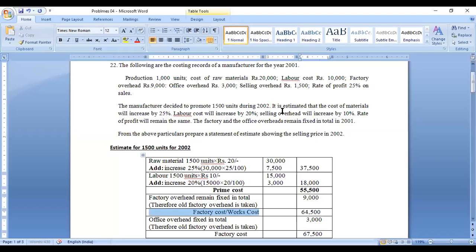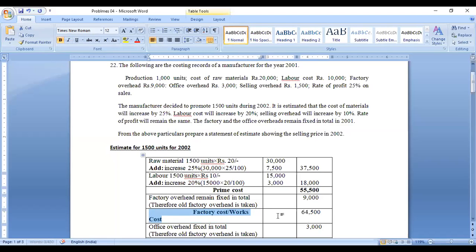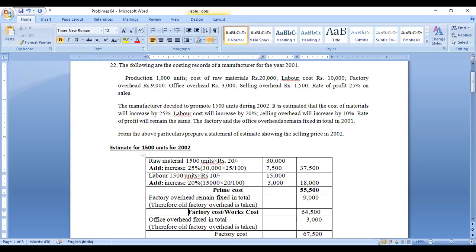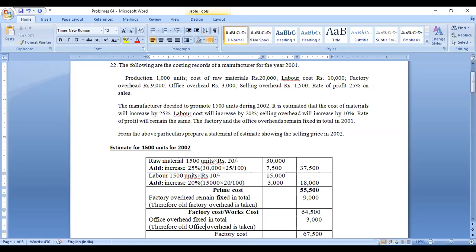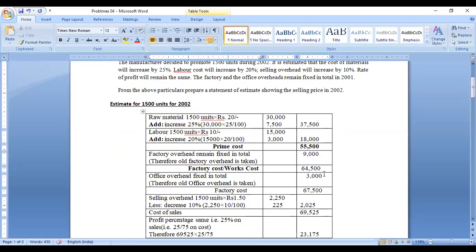Next one is office overheads. After the factory cost, you have to add the office and administration overheads. This amount is also not changed. Office overhead also remains fixed in total. So the previous year's office overhead will be taken. It is not the factory, it is the office overhead. That amount given in the previous year is 3,000 rupees. So 3,000 rupees will be taken, and you have to put it together.